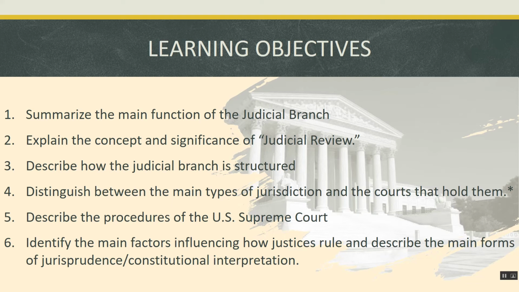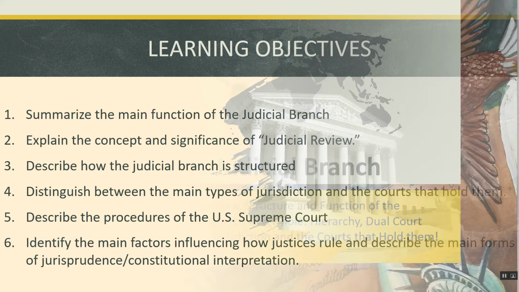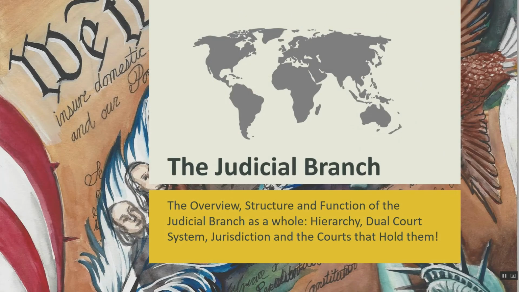The fifth learning objective asks for you to describe the procedures of the United States Supreme Court, and finally, the sixth learning objective asks for you to identify the main factors influencing how justices rule and to describe the main forms of jurisprudence or judicial philosophy, as well as the different theories of constitutional interpretation that inform and influence these decisions by the justices. We're going to begin by looking at the Judicial Branch as a whole.